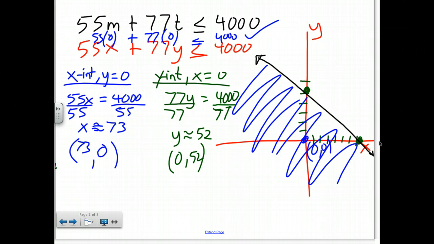Any questions so far on the shading? Oh, imagine, let's say this. Someone in this class picked this region to test, and you figure out that this is false.